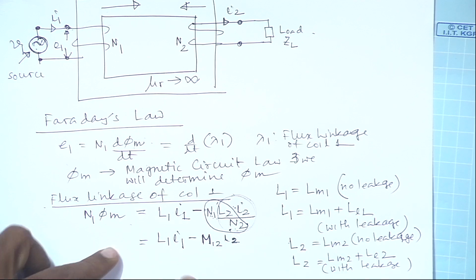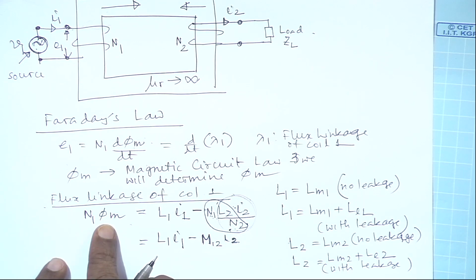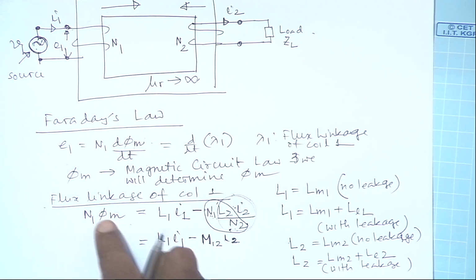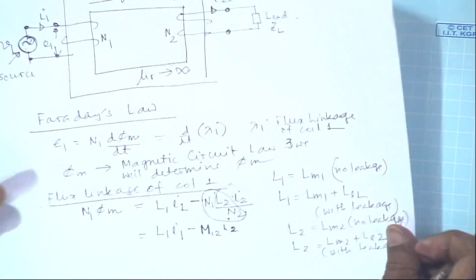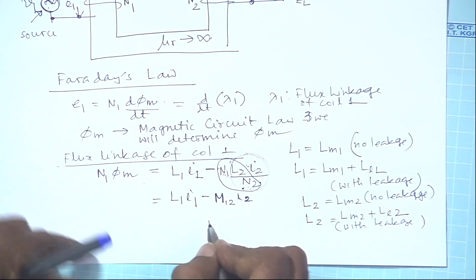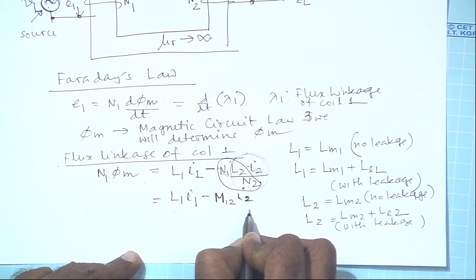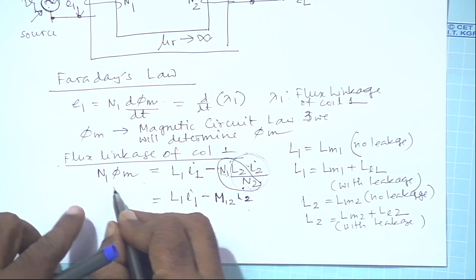So, you see that we can find out the flux from this expression. If I know L 1, if I know external current I 1, then I can find out what is the flux of the core, that is the overall flux that is developed due to the combination of the currents I 1 and I 2. So, this is the basic equation of N 1 phi m.